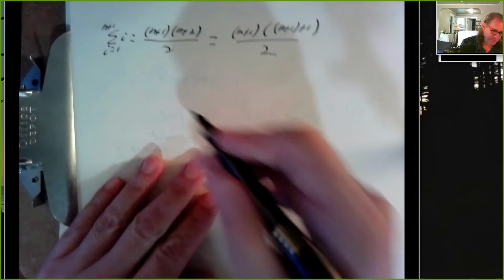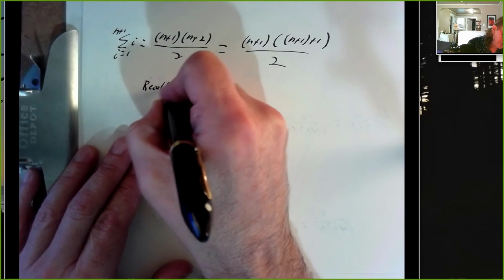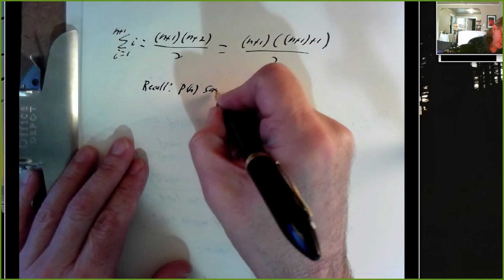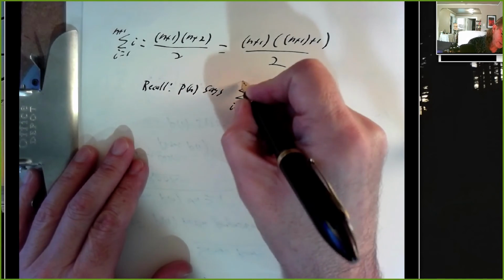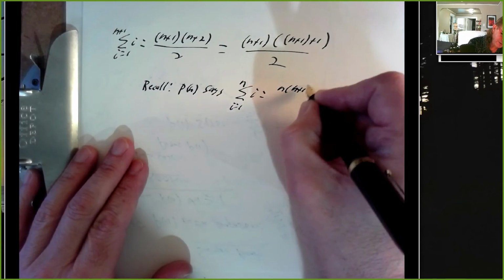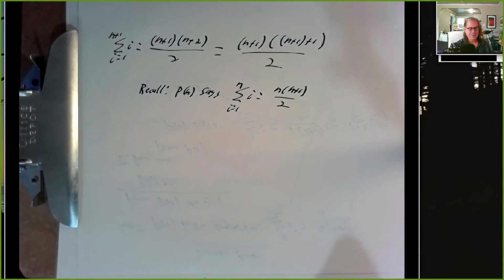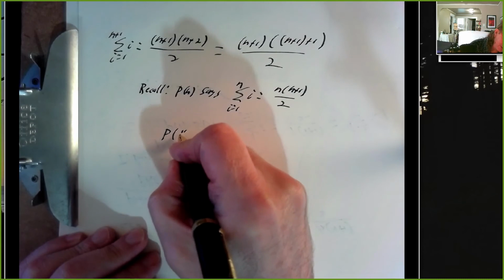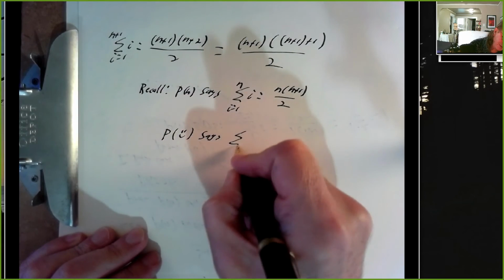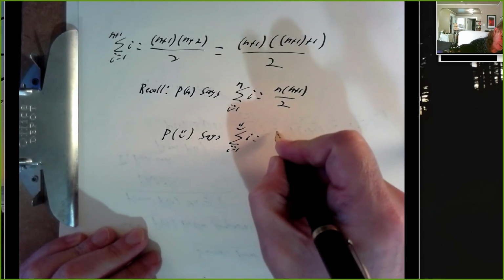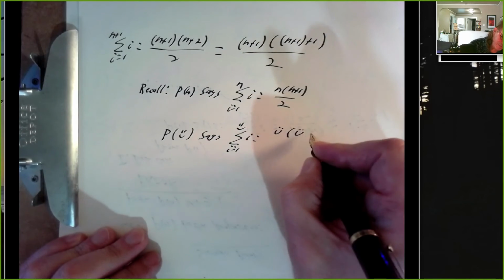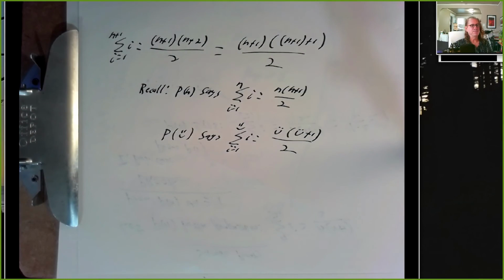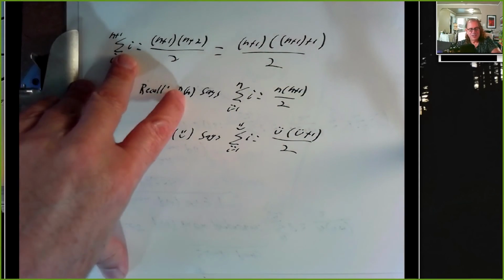So let me just make a little note here. Recall P of n is the proposition that the sum from i equals 1 to n of i equals n times n plus 1 over 2. P of k would be the proposition that the sum from i equals 1 to k of i is equal to k times k plus 1 over 2. Okay, let's just think of n as a variable. P of smiley face is the proposition that the sum from i equals 1 to smiley face of i is equal to smiley face times smiley face plus 1 divided by 2. Okay, this n is just a placeholder.